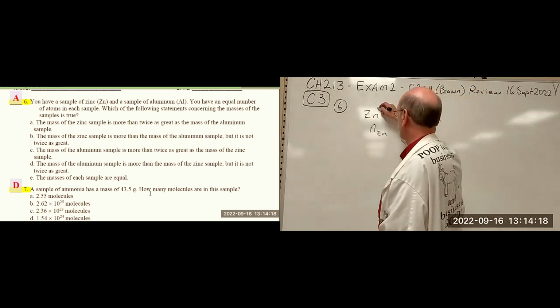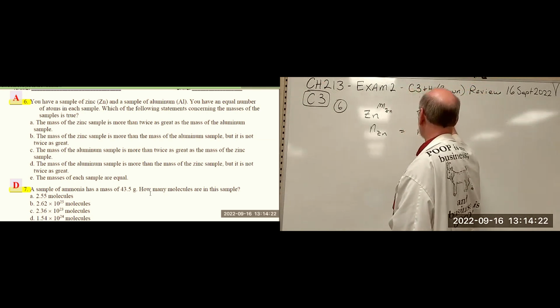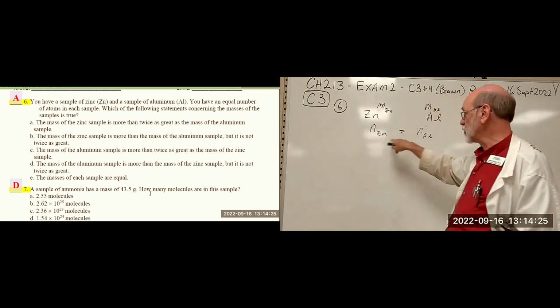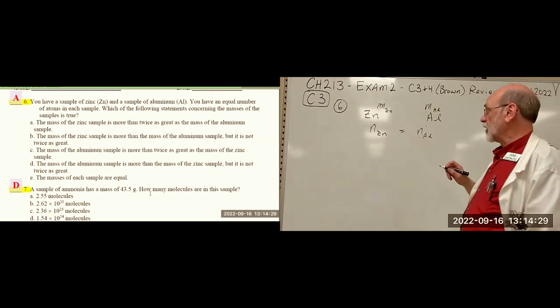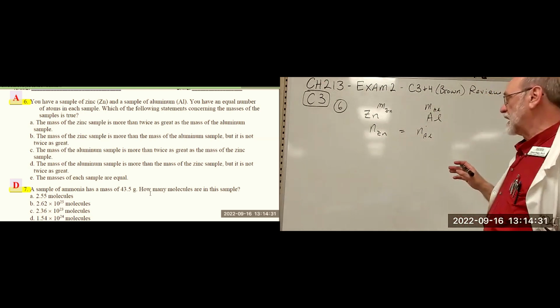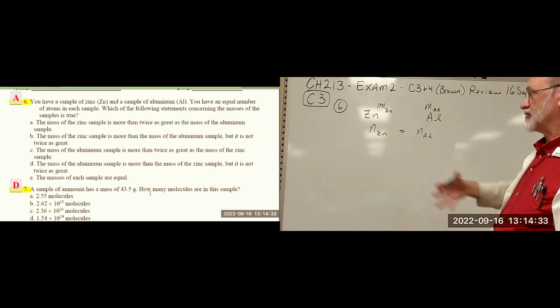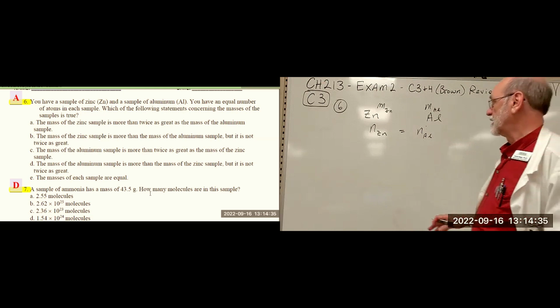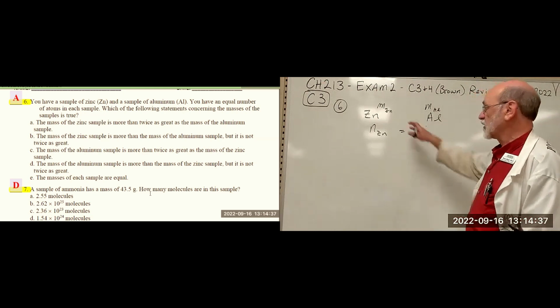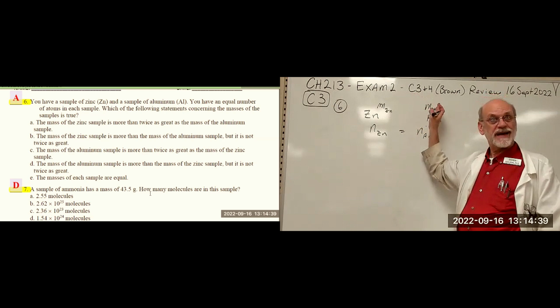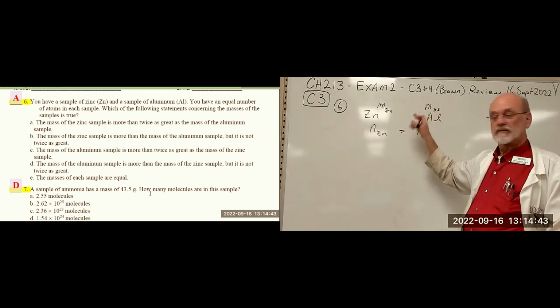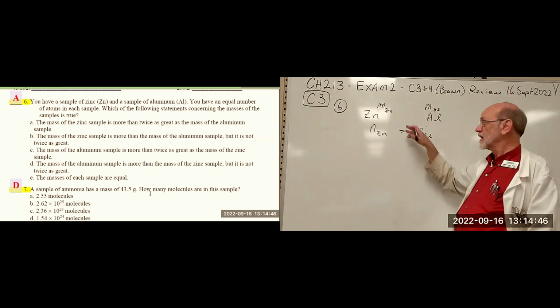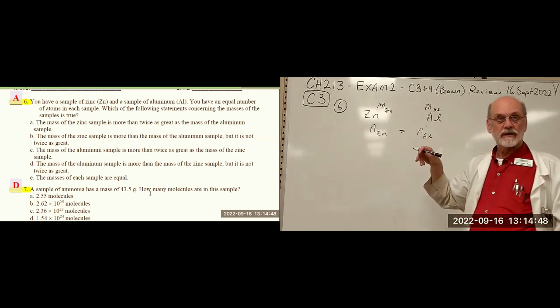So now we want to compare the mass of zinc to the mass of aluminum if we have equal numbers of atoms. First of all, as a general observation, are they going to be different, or are they going to have the same masses? They should be different because you've got equal numbers of atoms, and the atoms don't weigh the same.